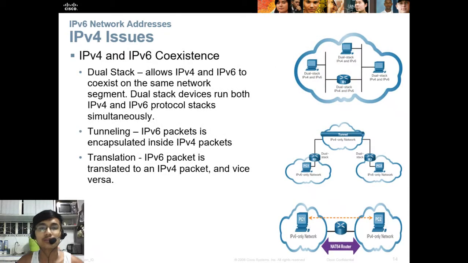IPv4 and IPv6 coexistence. Dual stack allows IPv4 and IPv6 to coexist in the same network segment. Dual stack devices run both IPv4 and IPv6 protocol stacks simultaneously. Tunneling: IPv6 packets are encapsulated inside IPv4 packets. Translation: an IPv6 packet is translated to an IPv4 packet and vice versa.